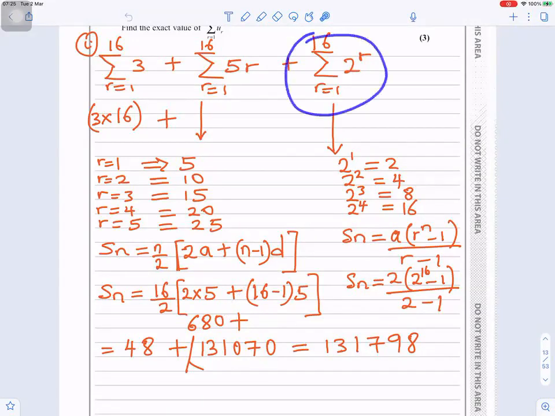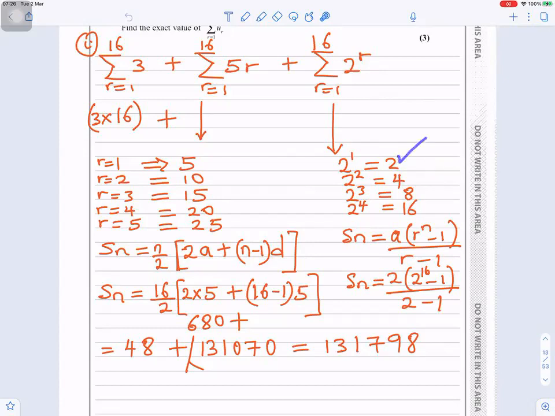For the last one, 2 to the power r. When r is 1, 2 to the 1 is 2. When r is 2, 2 to the 2 is 4. When r is 3, 2 to the 3 is 8. When r is 4, 2 to the 4 is 16. And this one is going up like 4 divided by 2 is 2, 8 divided by 4 is 2, 16 divided by 8 is 2. So the common ratio is 2.